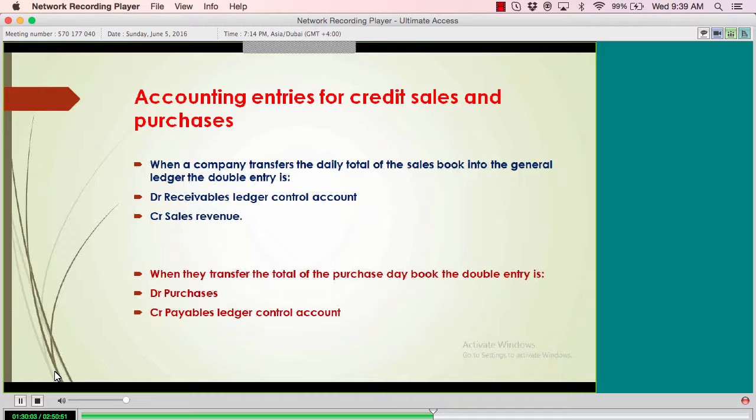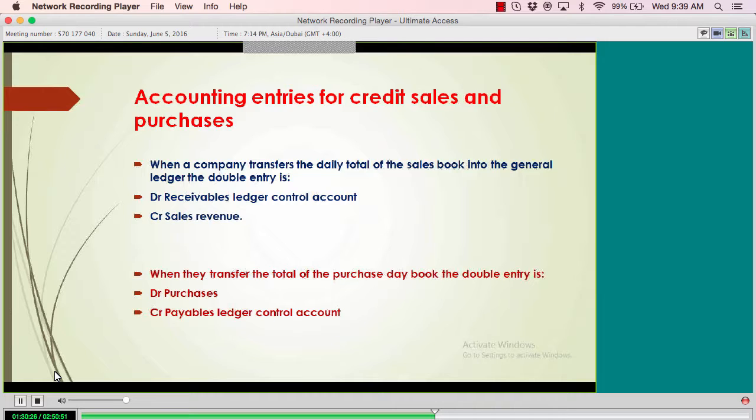If you have one or two customers, you don't need a control account. If you have a small business with one, two, three, four customers, you might as well have them separately in the trial balance. But if you have thousands of customers, you can't prepare financial statements, because your basis is the trial balance. If the trial balance is too big, you can't do that.